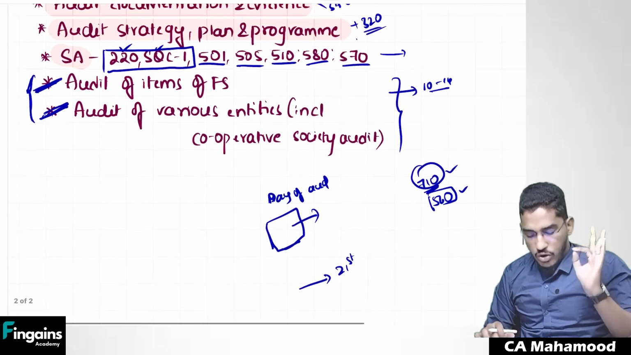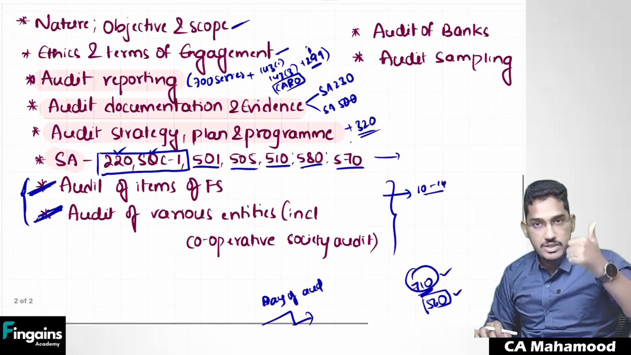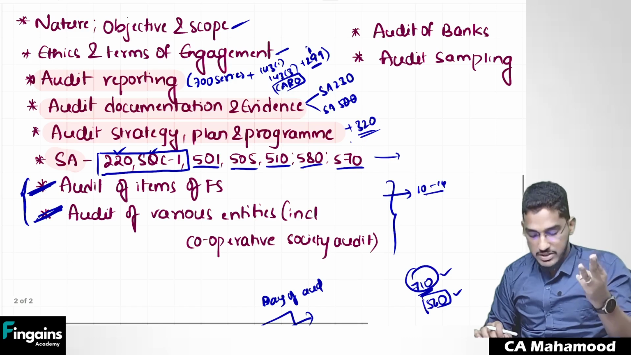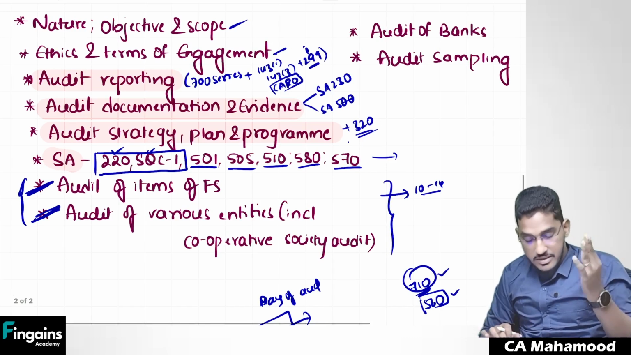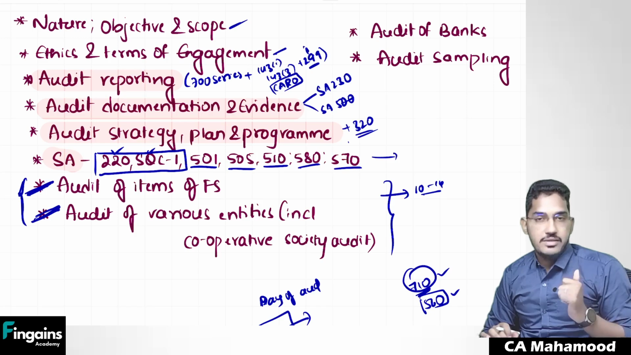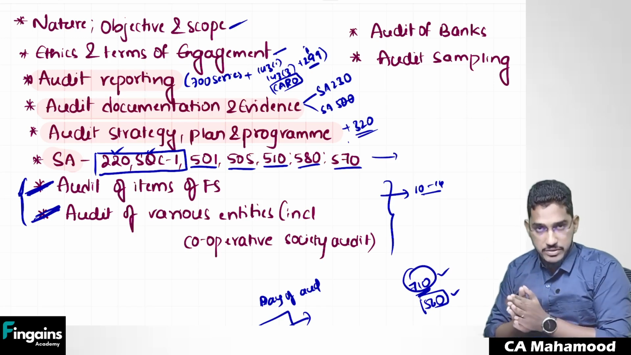So these are the top priority chapters. So what are the top priority chapters? Once again, can you repeat for me? Nature, objective and scope of audit, ethics and terms of engagement, audit reporting, audit documentation and evidence, audit strategy planning and program, standards on auditing and especially these series of standards, audit of items of the financial statements and audit of various entities. Timing also I have told when you are required to prepare for them.